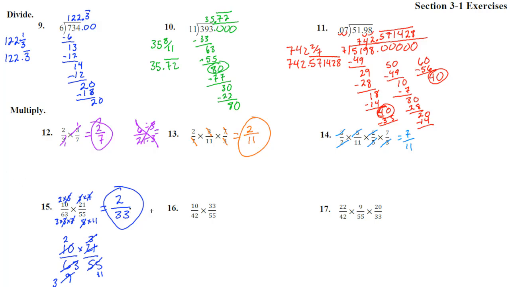Okay, so next one, number 16. So let's try that here. We can see that 10 and 55, they both have a 5 in them. So this is going to be a 2 and an 11. Good. Can you see that 33 and 11 both have an 11 in them? So that'll be completely gone.